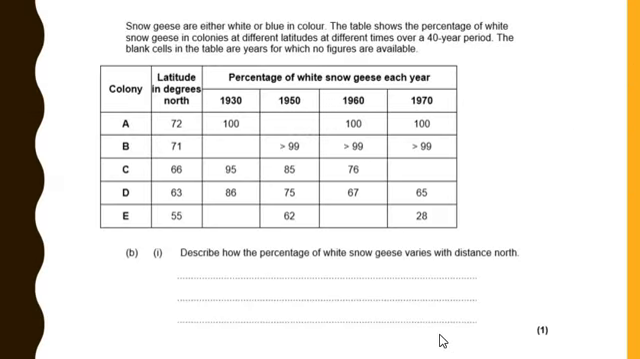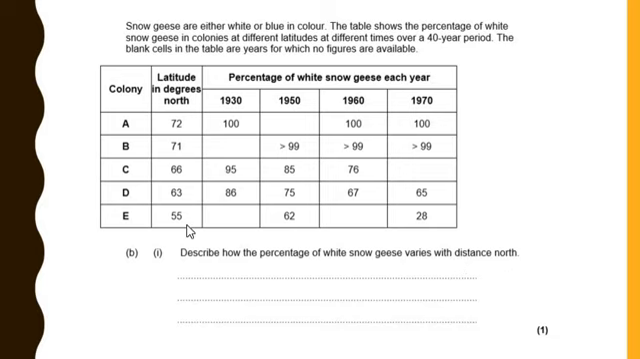Snow geese are either white or blue in color. The table shows the percentage of white snow geese in colonies at different latitudes at different times over the 40-year period. The blank cells in the table are the years where there were no figures available. Describe how the percentage of white snow geese varies with distance north.